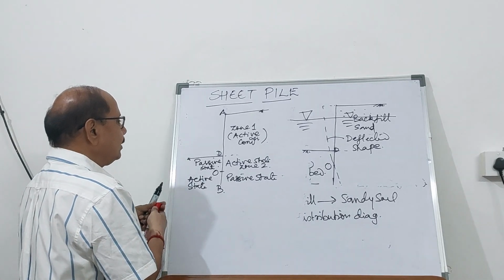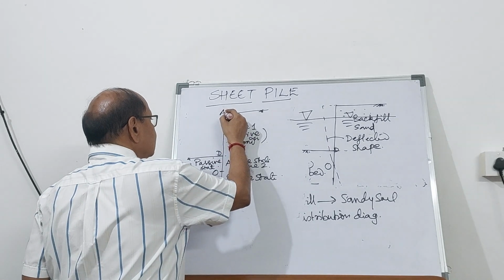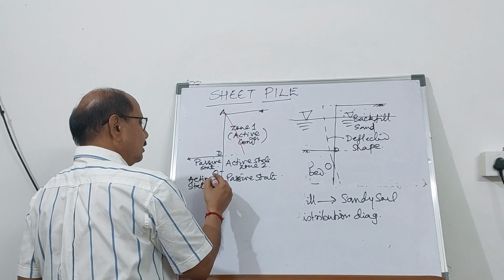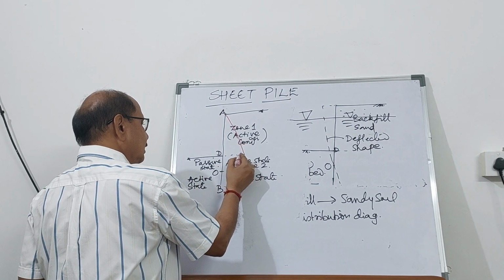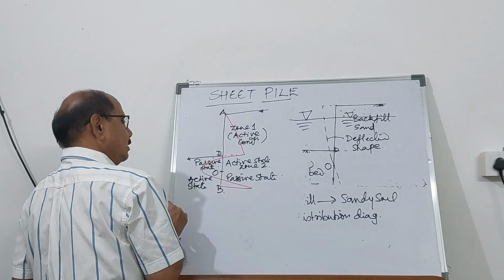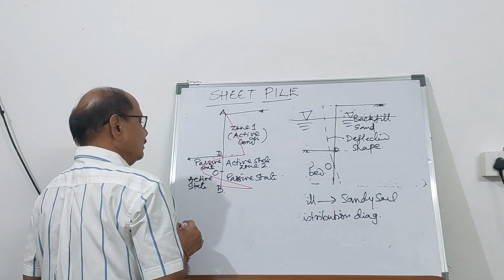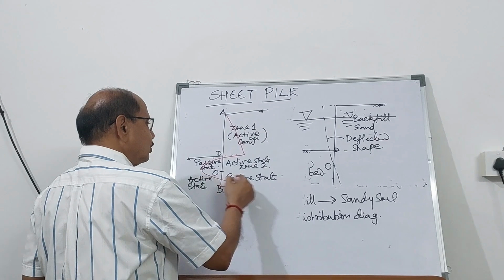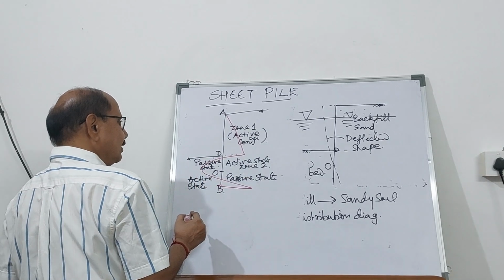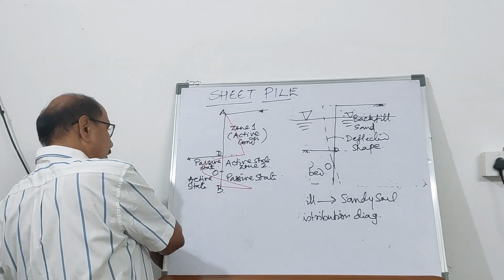Here you will find it is going to be an active condition, and below this it is going to be like this. This is the pressure distribution diagram. So the pressure distribution diagram is a complex one. You can simplify it. So if you simplify the pressure distribution diagram, it will look like this.